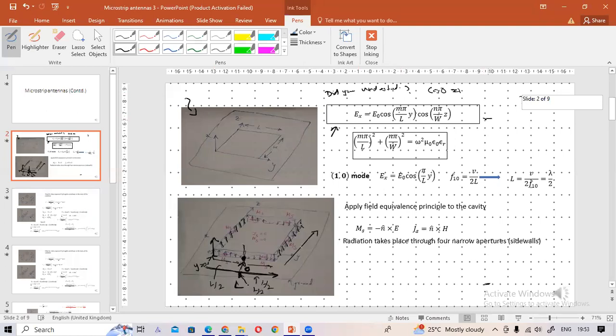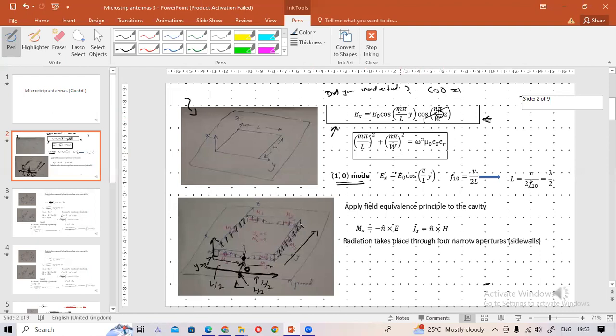Then the E field of this X direction is given. So it is this one. The E field depends on this M and N, and M and N define the mode. Let's say that if M is 1 and N is 0, that is the 1,0 mode. So in the 1,0 mode, E field is equal to E naught cos(pi y divided by Ly), because N is 0, so that part will be cos 0, which is 1.